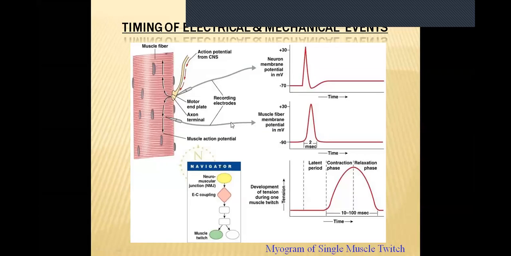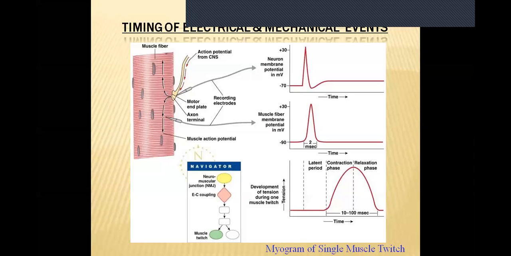Once the muscle fiber also has this membrane difference or electrical event, then from the T tubule and cisternae, calcium ions will be released. Calcium ions will go and bind with the troponin, and immediately tropomyosin will be moved away from the active sites of the actin proteins. Then myosin fibers will attach to the active sites and muscle contraction will take place. We have seen all these things in the previous class.